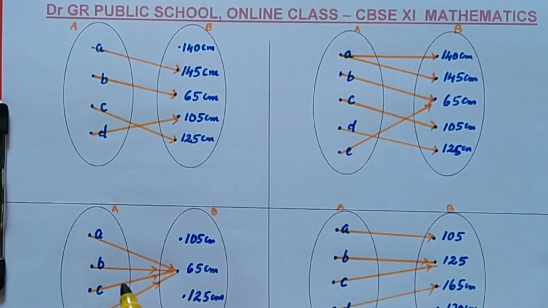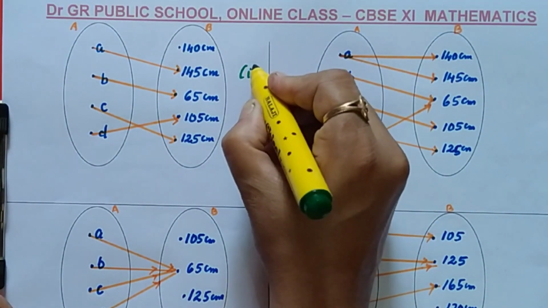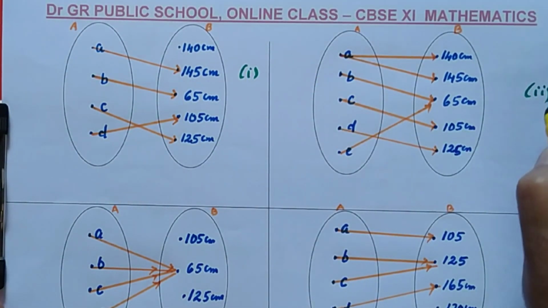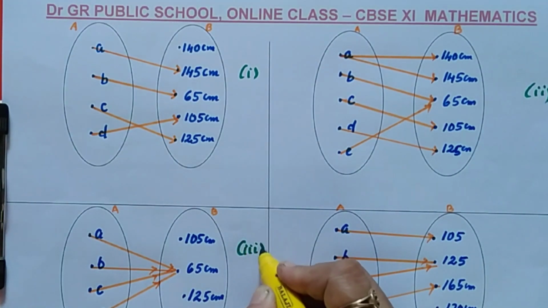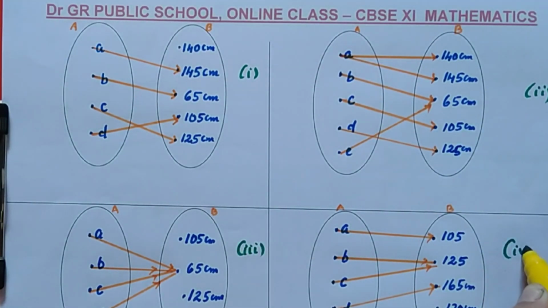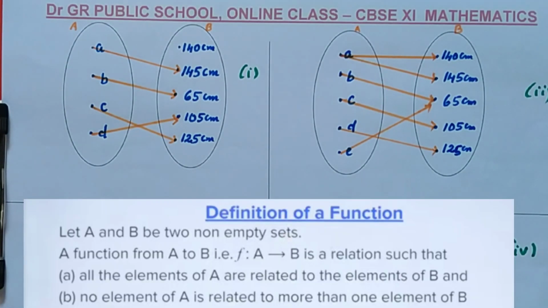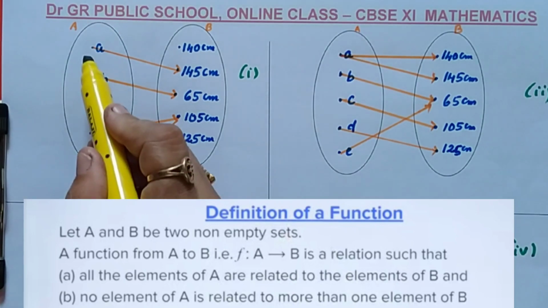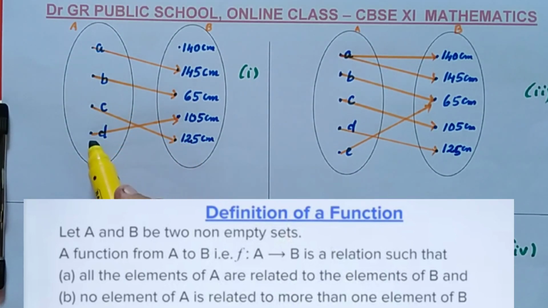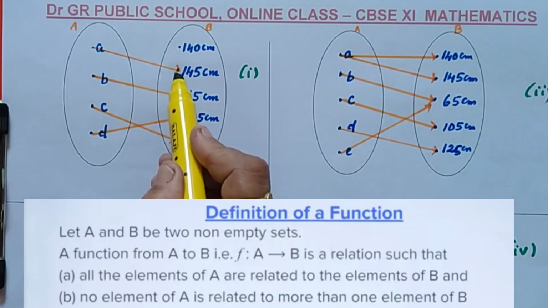Come to the following cases. Here I marked 4 cases as case 1, case 2, case 3 and case 4. 4 situations I marked here. We can check whether the given relations are functions or not. Our condition is that at first you need to check whether every element in A has a connection with some element in B. Look here, A has a connection with 145.